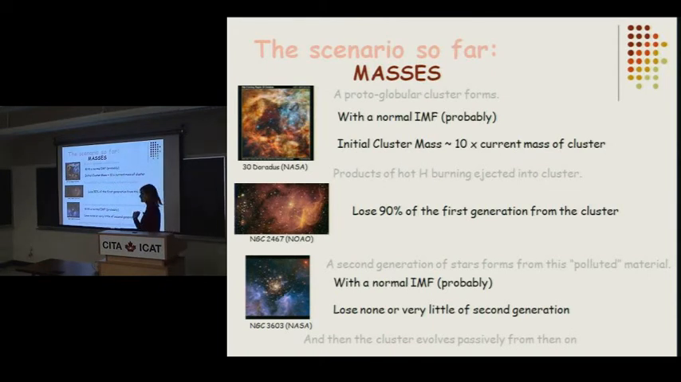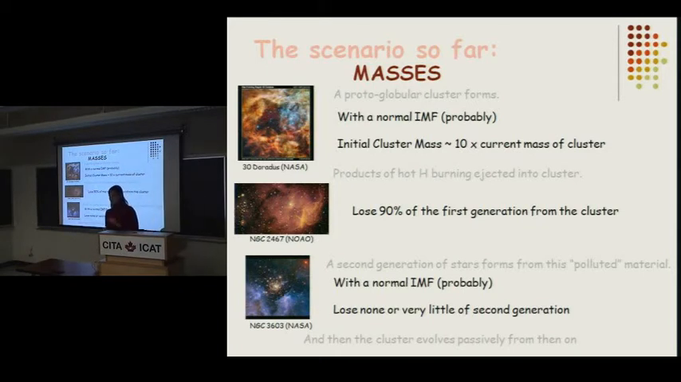Let's go back to our scenario here. Basically, the abundances more or less work out if you invoke these kinds of polluters. Not so bad. It can actually more or less happen. We have to worry about masses, and I don't mean the masses of the stars, I mean the masses of the clusters here.